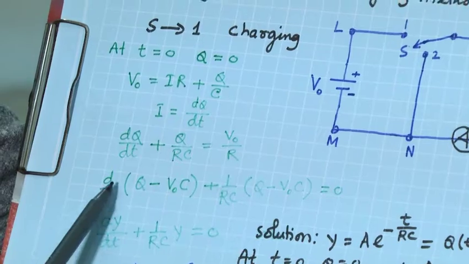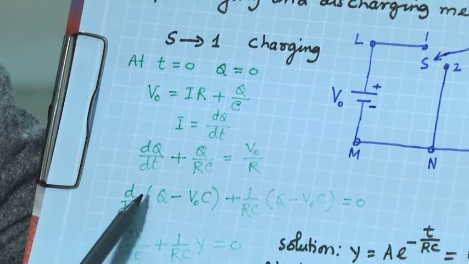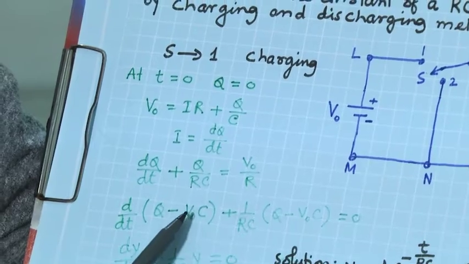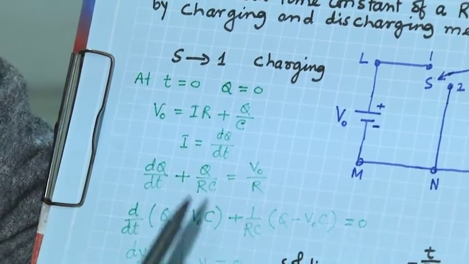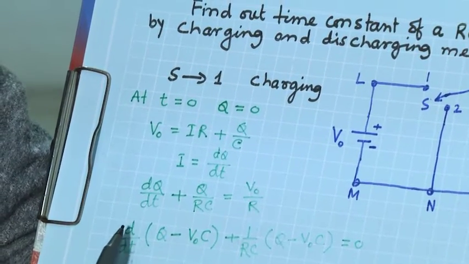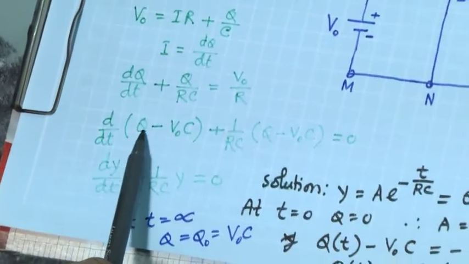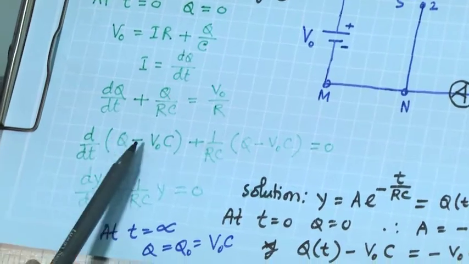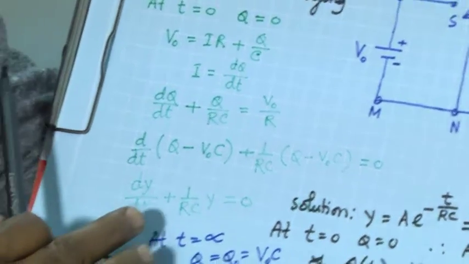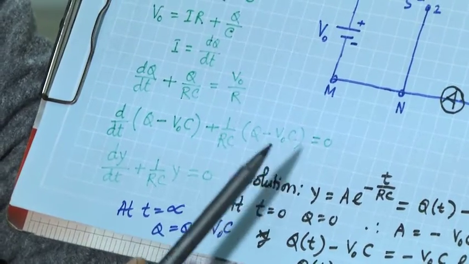And here we have the differentiation with respect to time. So dq by dt I can write as d by dt of (q minus V0C), because V0 is constant and C is also constant with respect to time. So d by dt of (q minus V0C) is equal to dq by dt basically. Taken in this form, it is just like dy by dt plus 1 by RC y equal to 0.